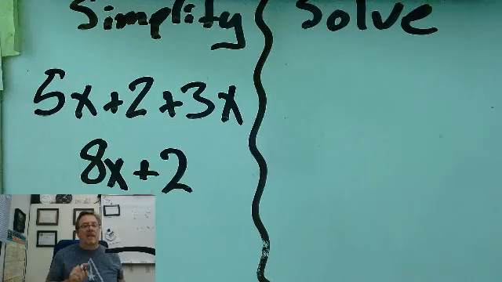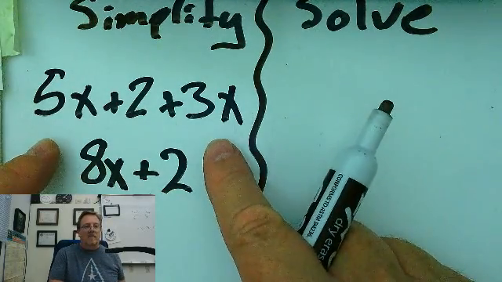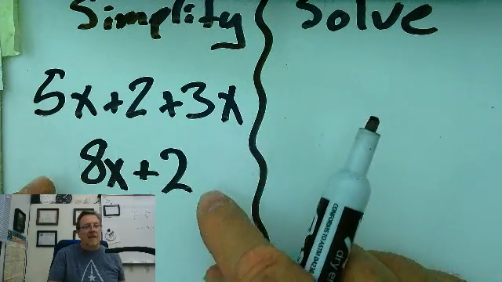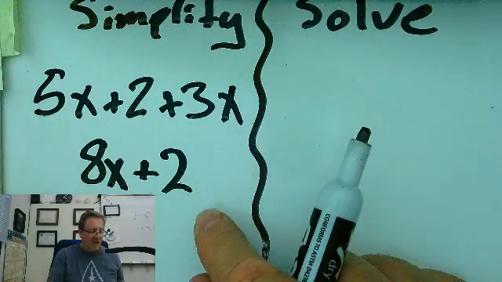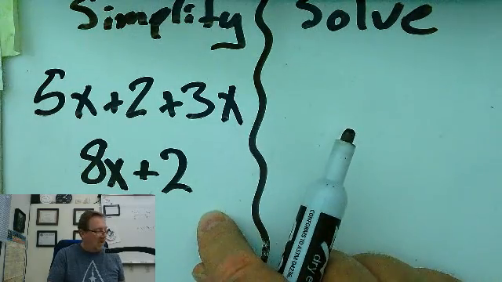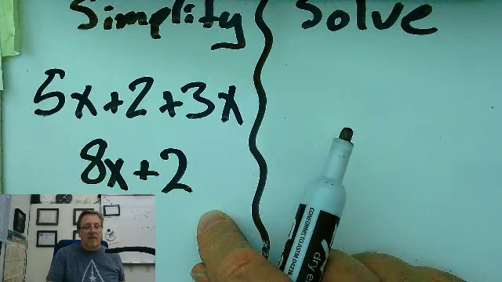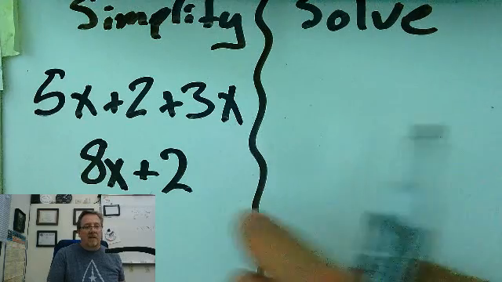Okay? There's a worksheet. And the first problem on the worksheet is this one. It says 5x plus 2 plus 3x. And the answer to the first question on your worksheet is 8x plus 2. Okay? I got you started. Continue. That's your assignment for today.